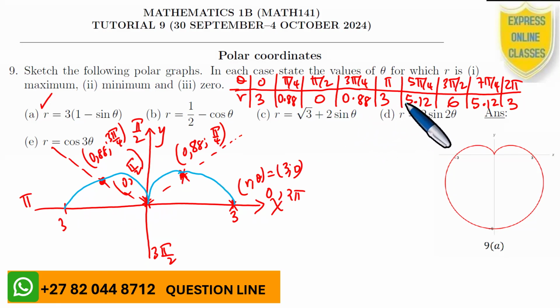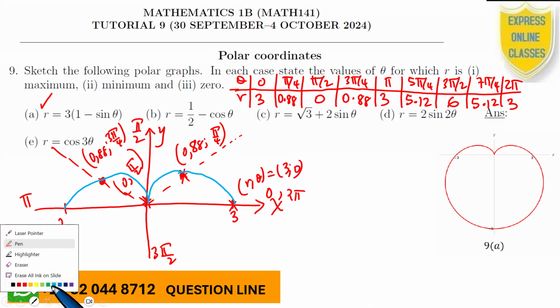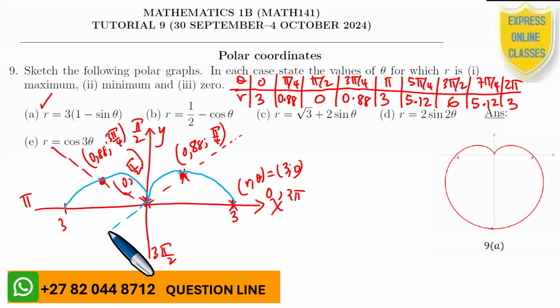So now, you have 5 pi over 4. 5 pi over 4 is somewhere here. So now if 5 pi over 4 is somewhere here, you have r, theta. Okay. So r is 5.12 and theta is 5 pi over 4. So now 5.12 is somewhere here. So you have 5.12, that is r, and then theta is 5 pi over 4.